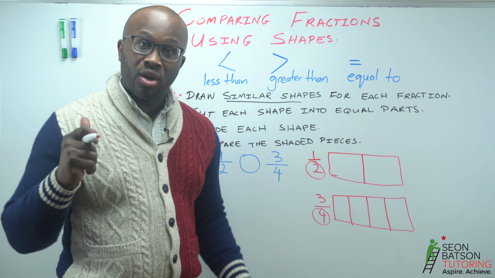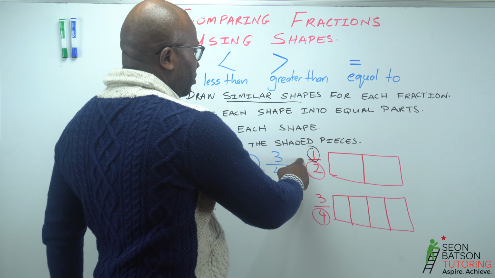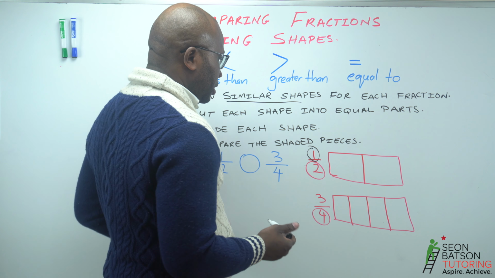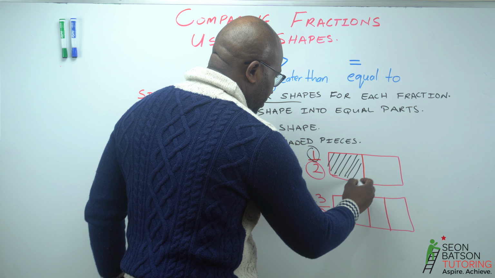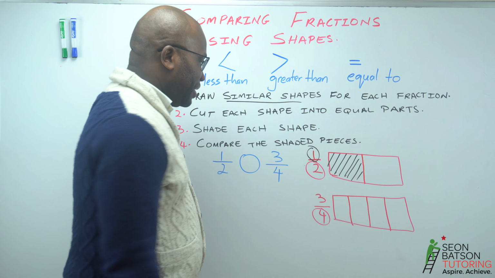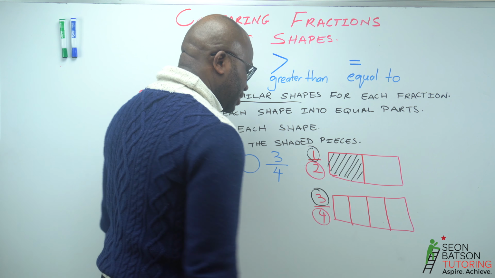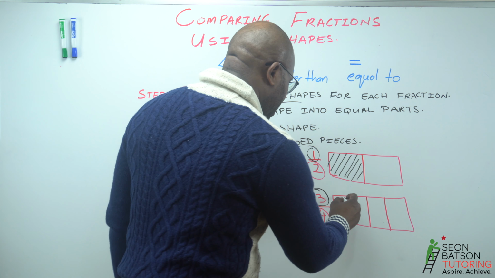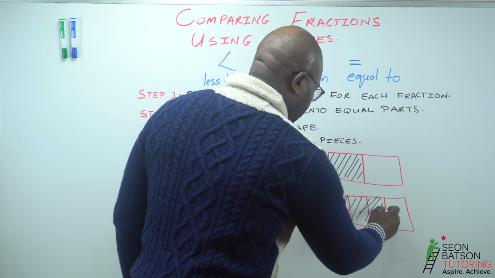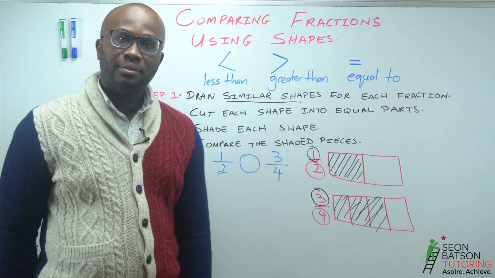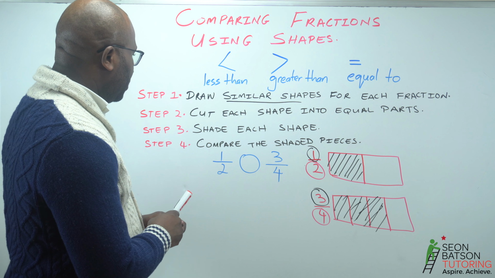Great. Now, step 3, we will shade each shape. And remember now, the numerator tells us how many parts we should shade. The numerator in the first fraction is 1, so we have to shade just one part of this shape. And the numerator for the second fraction is 3, so we have to shade 3 parts of the second shape. So we are now down to step 4.